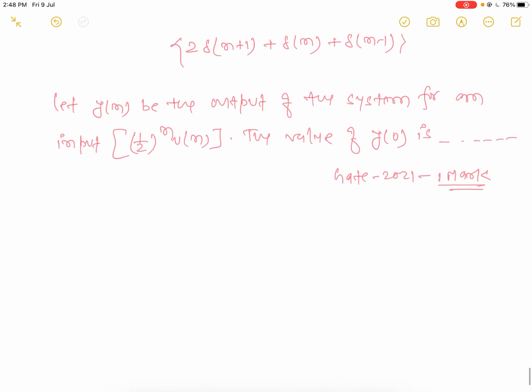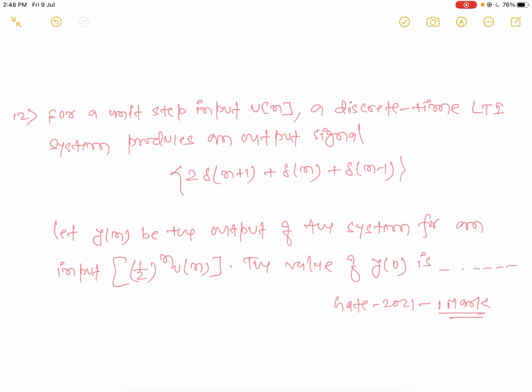Come to the next question, asked in GATE 2021 for 1 mark. For a unit step input u[n], a discrete time LTI system produces the output signal δ[n+1] + δ[n] + δ[n−1]. Let y1[n] be the output of the system for input (1/2)^n u[n]. The value of y1[0] is what we have to find.